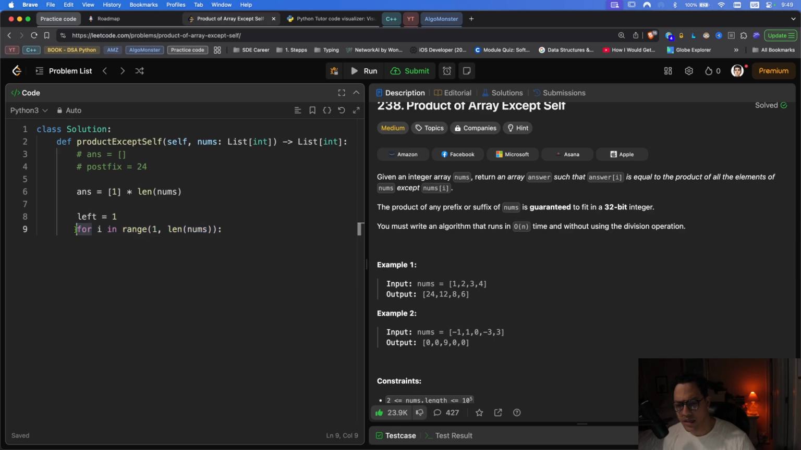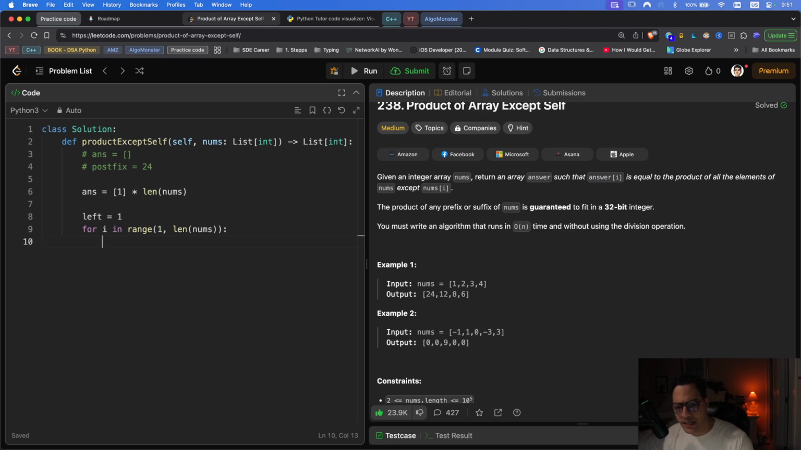And we can iterate in the following way, where we can start at position 1, because again, we already know there's nothing at the left of the first index, all the way up to the length of nums. Then we want to store the cumulative product of that left pointer in our answer array. And it's as simple as saying answer equals left. Now, the key here is to update our left variable to calculate that running product, okay? And we do that in the following manner.